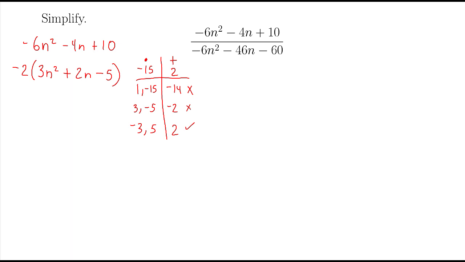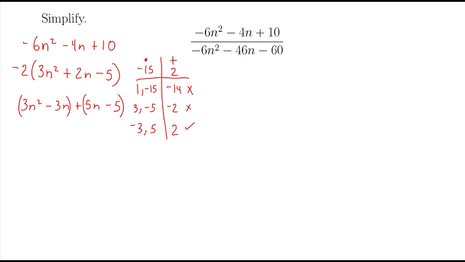What I'm going to use that for is to split the 2n term. This 2n splits into negative 3n plus 5n. If I combined those like terms, I would be back at 2n. Also, don't forget that we are bringing down the negative 2. Now I'm going to group together the first two terms and the last two terms. I'm going to remove the parentheses for now, and we'll put the negative 2 back in a second.